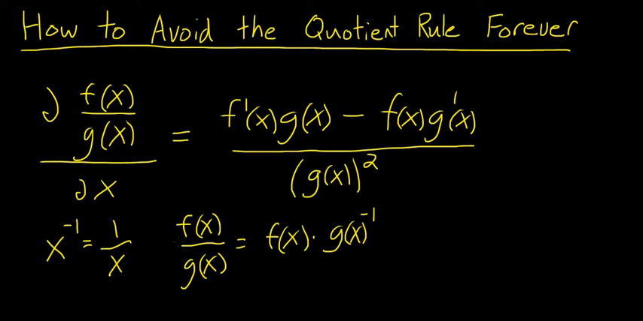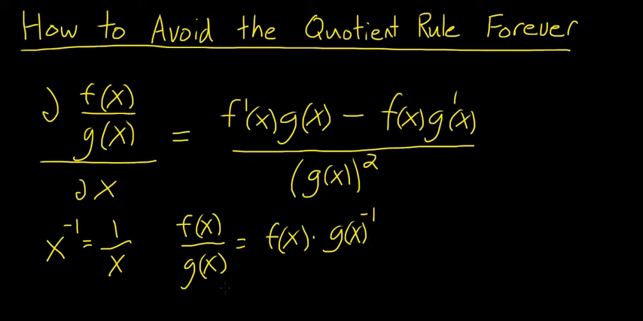So if every time I have an f of x over g of x, I instead rewrite it as f of x times g of x to the negative 1, I'm able to move myself from a situation that would typically require the quotient rule to a situation that would require the product rule. And this way I can avoid ever using the quotient rule. It is true that you need to remember the product rule. There's no good way around that.